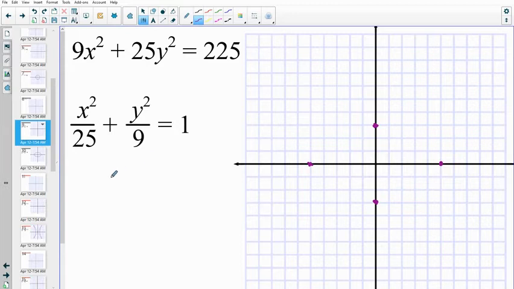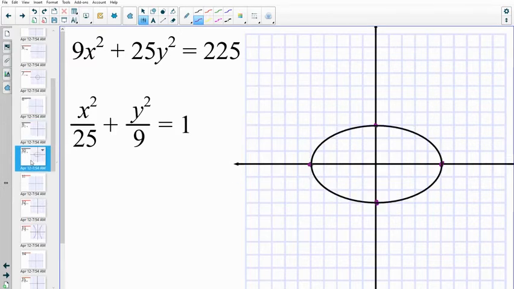The focus is going to be the same value, the distance for the focus, but because our major axis is the horizontal axis, I'll go to the left by 4 and to the right by 4 to get to those points, and then finish graphing that ellipse. Again, going fairly quickly because it's one that we've basically done already.